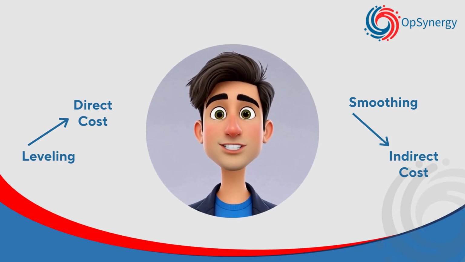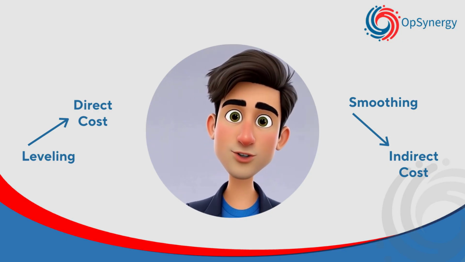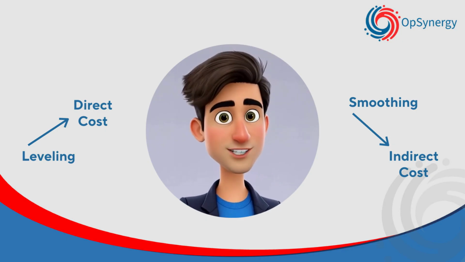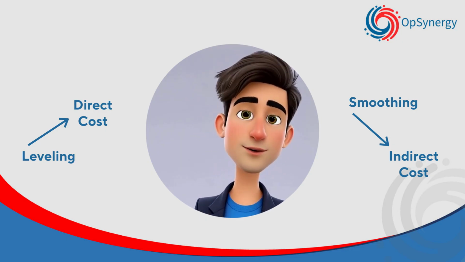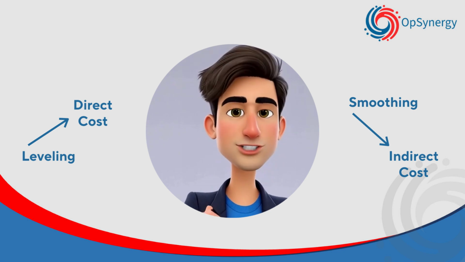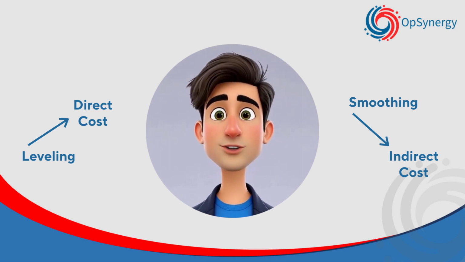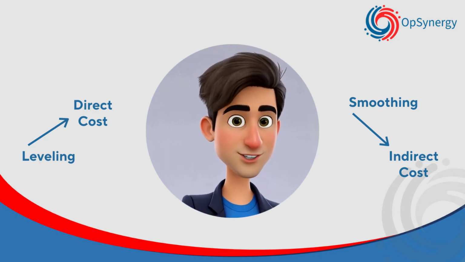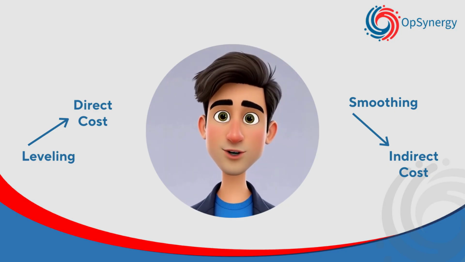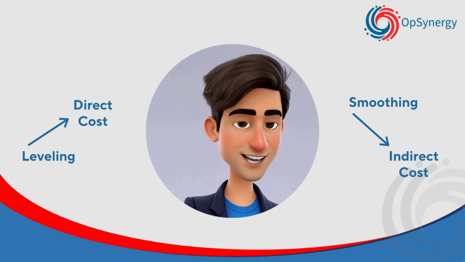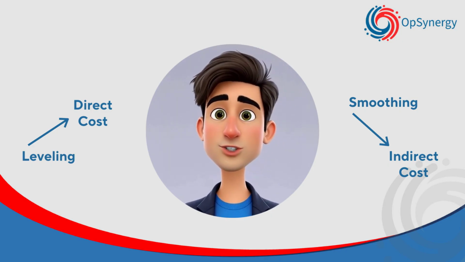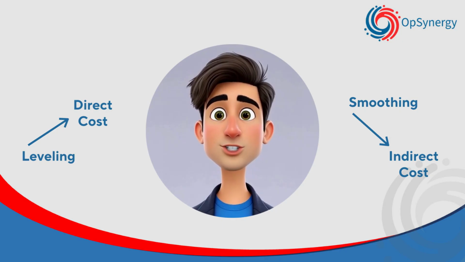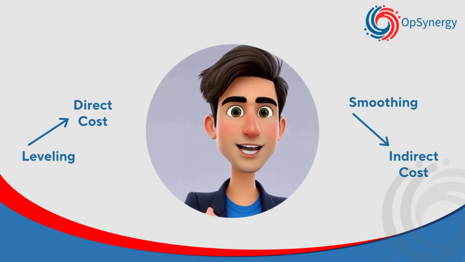Resource leveling adjusts the project schedule to match real resource availability. It prioritizes feasibility over speed. Resource smoothing adjusts how work is distributed within existing schedule flexibility. It prioritizes sustainability without changing delivery commitments. Leveling protects reality. Smoothing protects endurance. Project managers who master these techniques do not just control schedules, they control chaos.